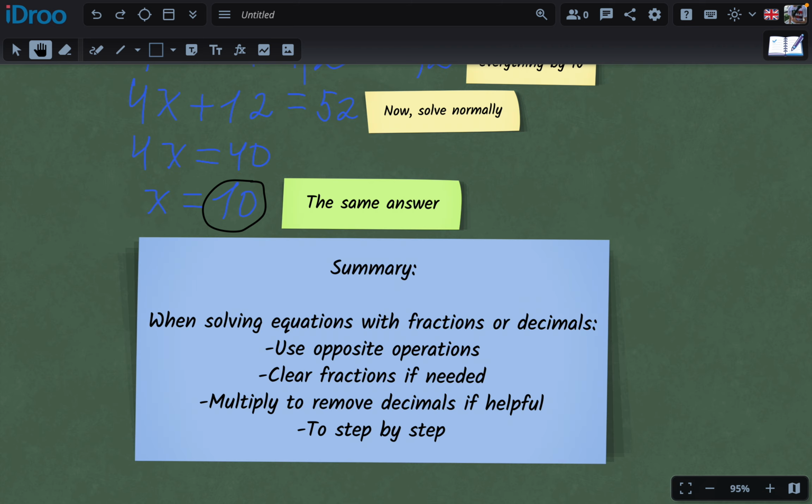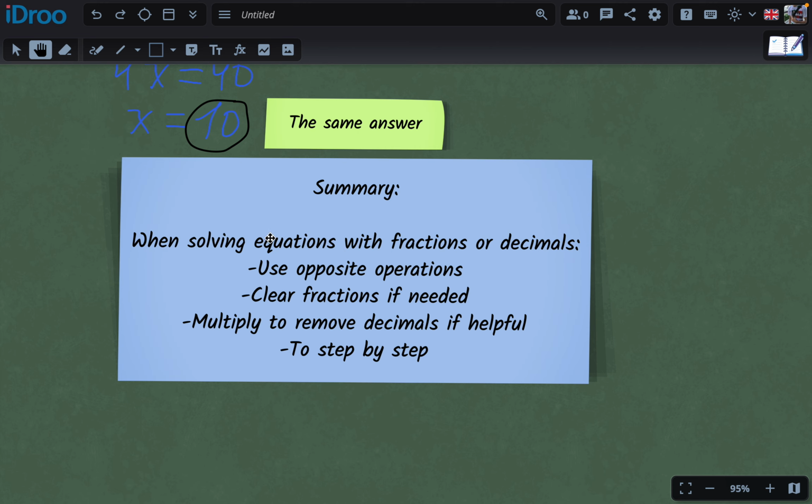So let's move to the summary. When solving equations with fractions or decimals, we use opposite operations, we clear fractions if needed, and multiply to remove decimals if helpful. And also we work step by step. So fractions are not scary when you stay organized. In the next lesson we'll learn about negative numbers and absolute value, which cause many sign mistakes.